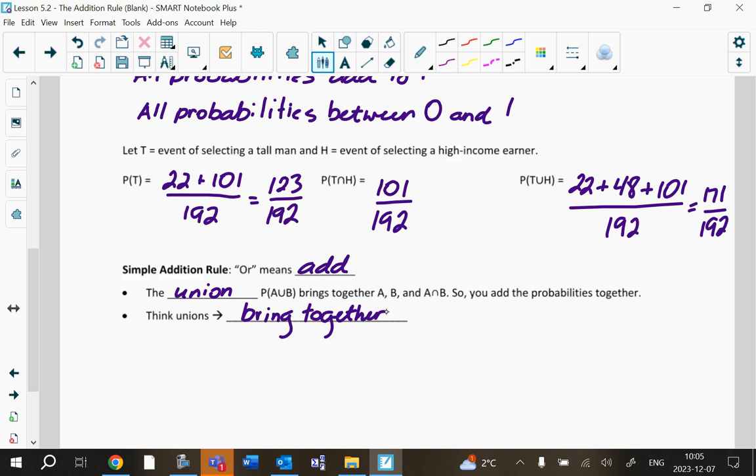Whereas if it's ands, so we just look for a specific spot in our information.